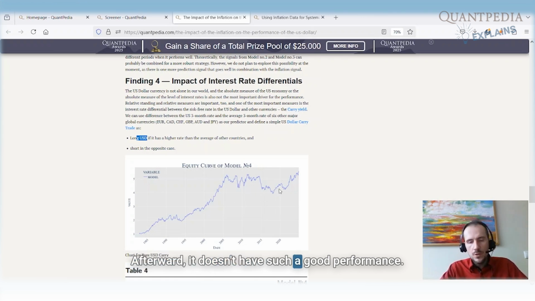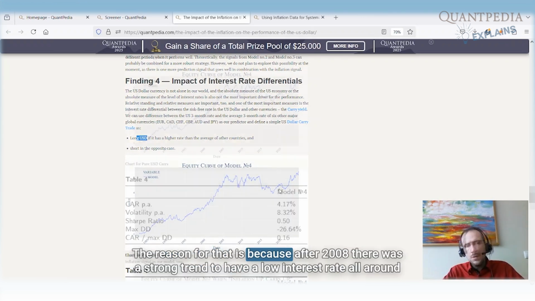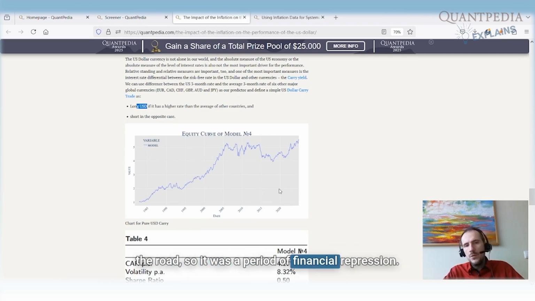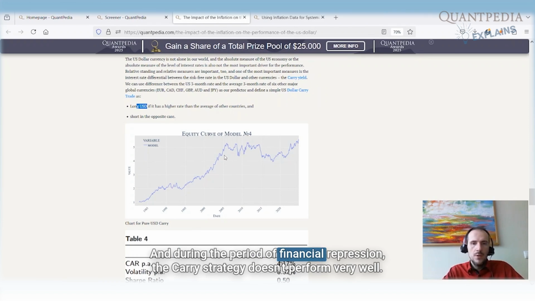Afterward, it doesn't have such a good performance. The reason for that is that after 2008, there was a strong trend toward low interest rates all around the world. So it was a period of financial repression, and during that period of financial repression, the carry strategy doesn't perform very well.